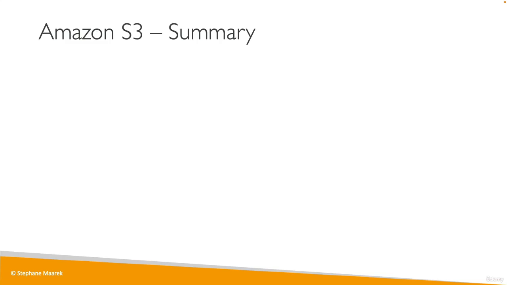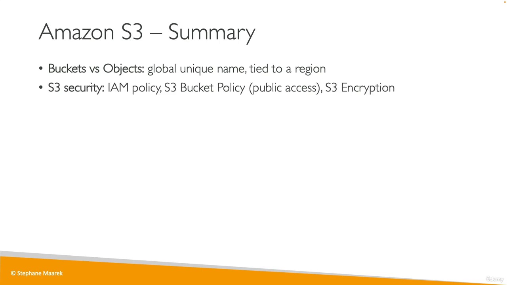So now let's summarize what we've learned about Amazon S3, and I know that's a lot. So first of all, we've learned about the difference between buckets and objects. So we know that buckets must have a globally unique name, and it's tied to a specific region, and objects live within these buckets.